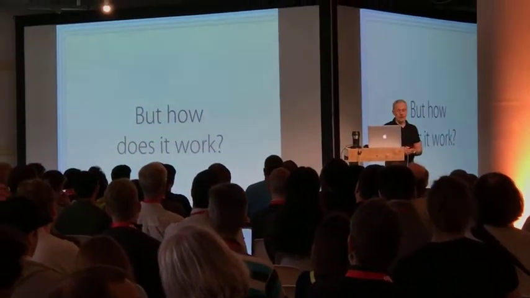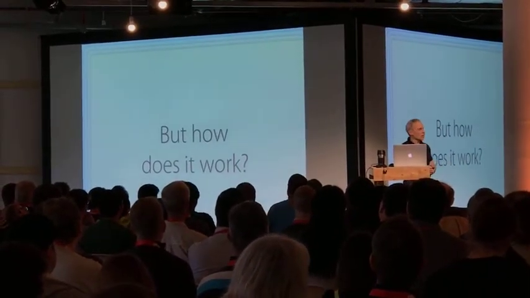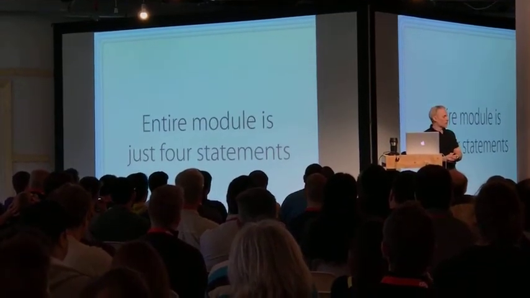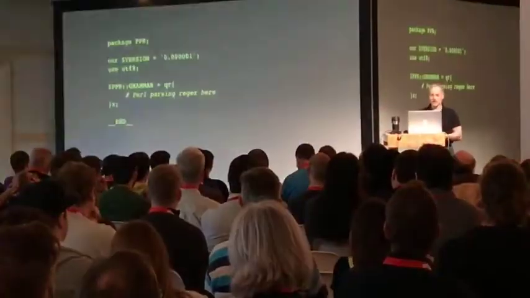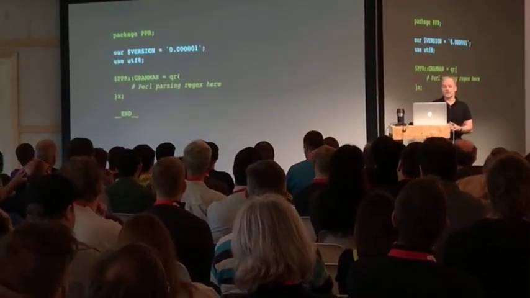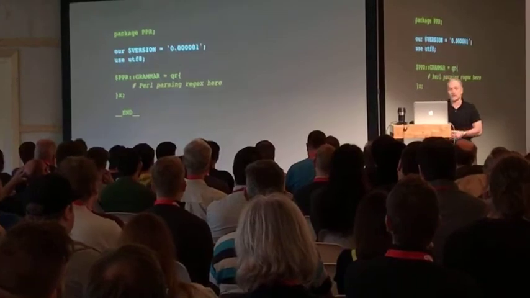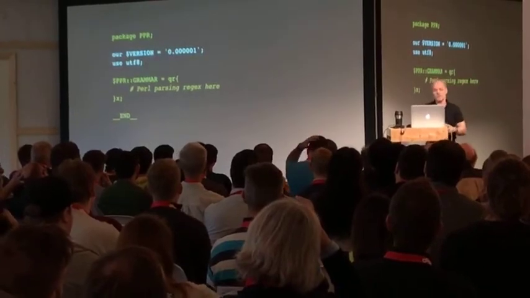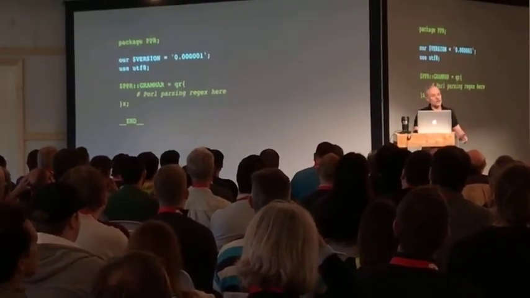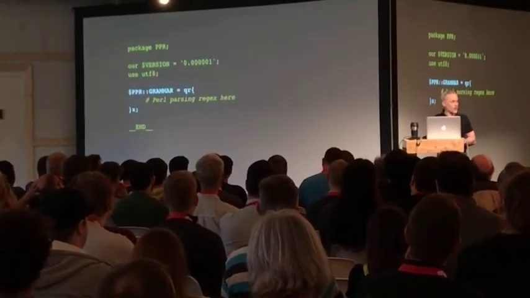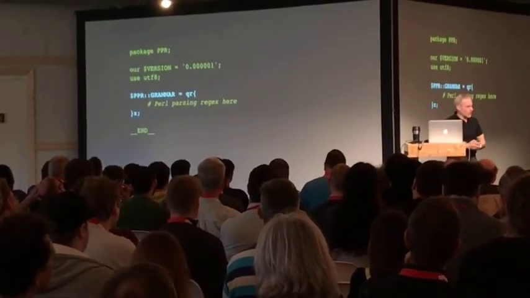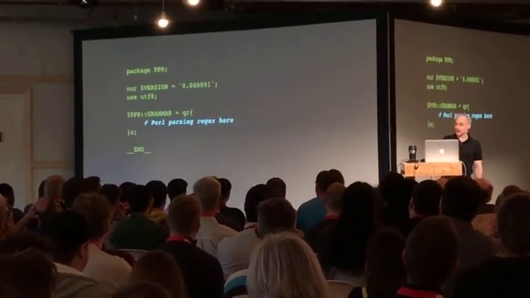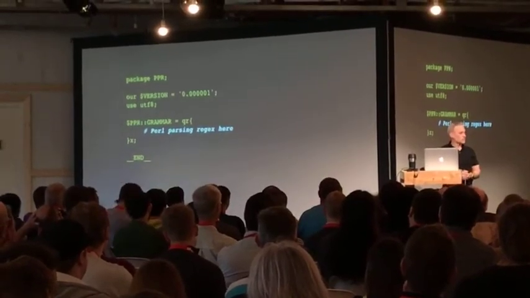But how, you ask, can this possibly work? Well, it turns out the entire module only required 4 statements. I'm astonished that no one has done this before when it's so simple. You declare the package, you set up your version information, you use UTF-8 because of course the source code that you wanted to parse might be using UTF-8 and you have to deal with that. And then you very simply write a single statement that assigns this regex to the PPR grammar variable. And then you just write a regex that matches Perl. Would you like to see it?